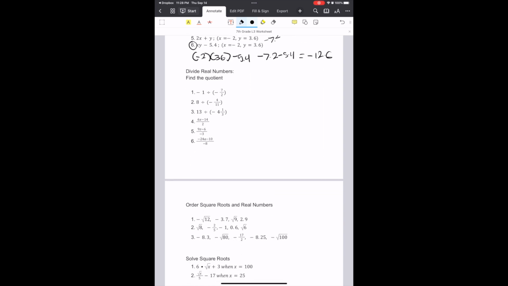So let's move on to dividing real numbers. We're going to find the quotient. So let's do number 2.